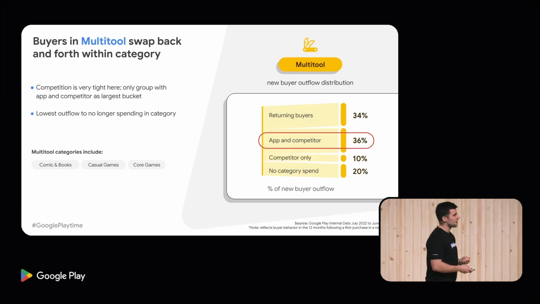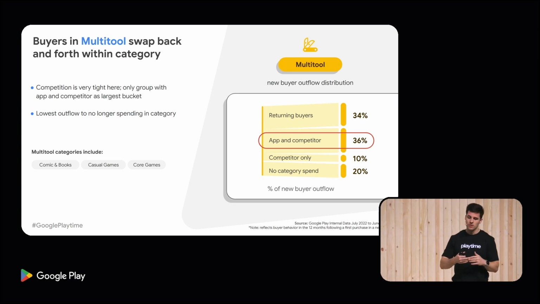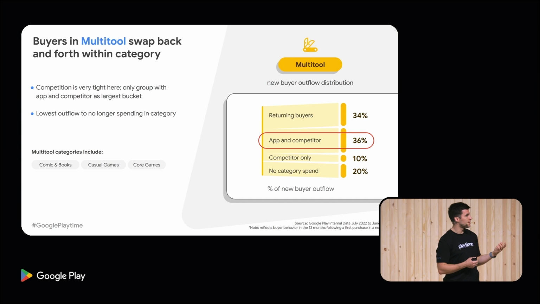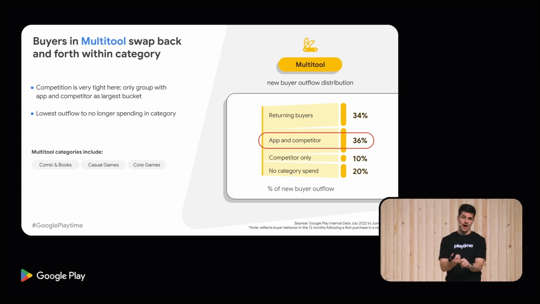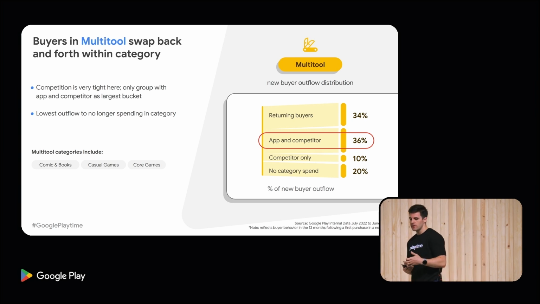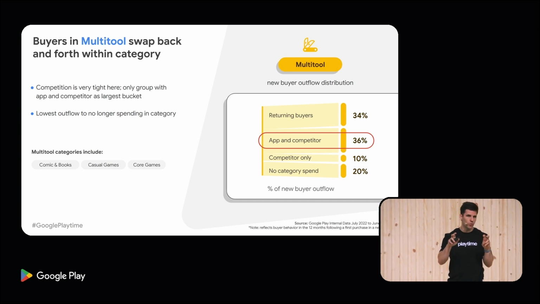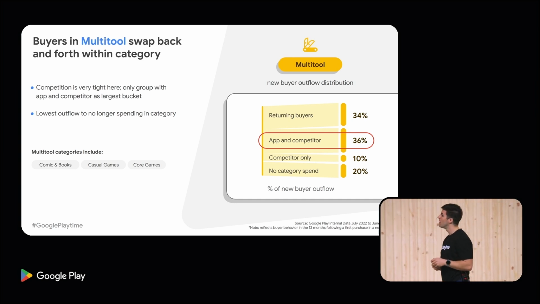And now with multi-tool apps, we see that buyers will frequently swap back and forth. The largest outflow source here is actually buyers who continue to buy in your app and are buying in a competitor app in the following year at 36%. So this is clear to us that one app is not satisfying their needs. Hence, in order to solve that, they need multiple of them. That's how we came up with multi-tool.